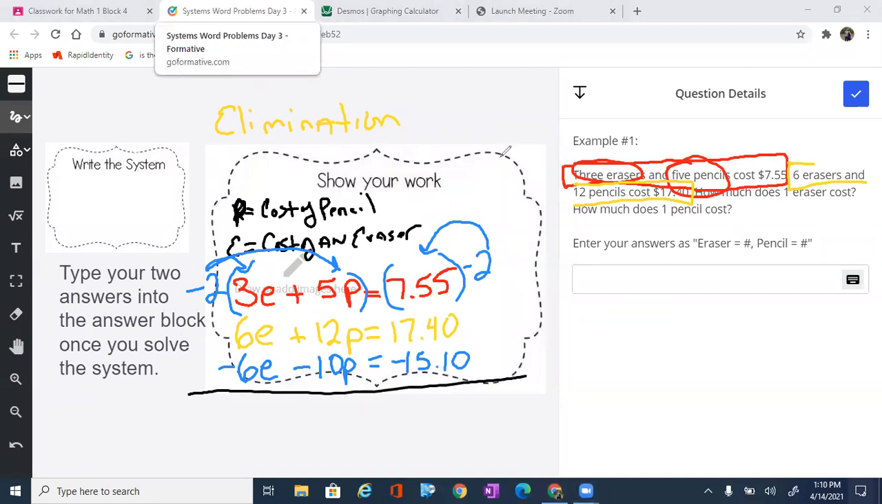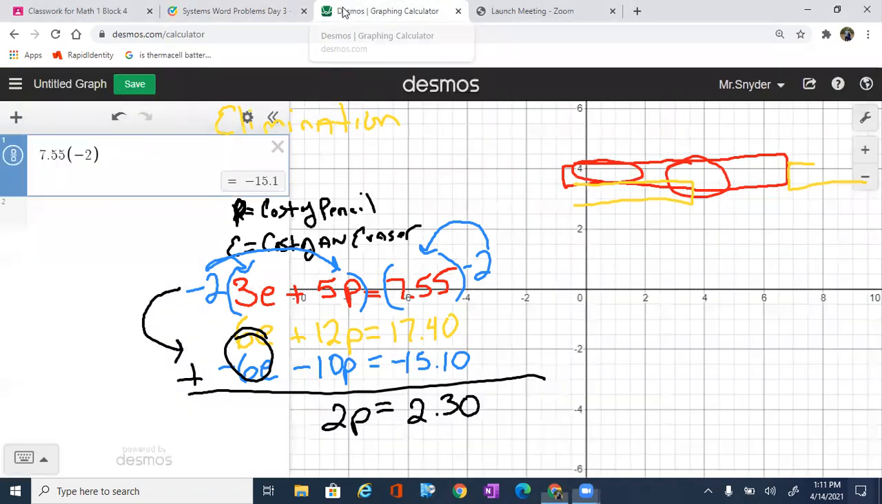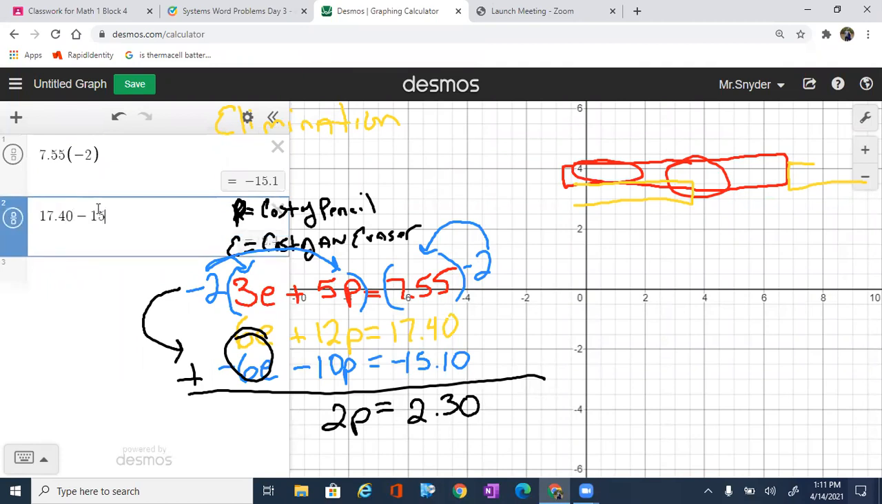Once we have that, we have now set up the elimination. So I've taken this line, I've switched it, I've moved it down to that blue line, and now I can add them together. So 6E minus 6E cancels. We get 12P minus 10P, which is going to be 2P. And then we get $17.40 minus $15.10, which should give us $2.30. Once again, we can go over to Desmos and type it in, 1740 minus $15.10, and you'll notice it gives us $2.30. And we can keep going with that.